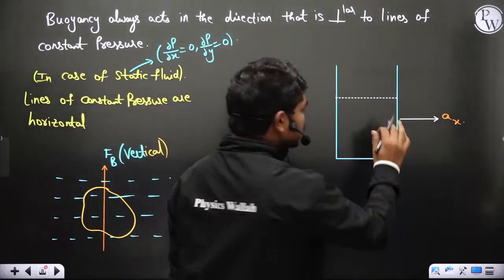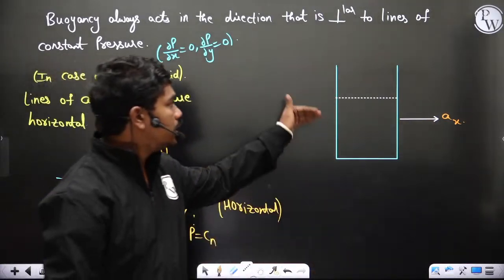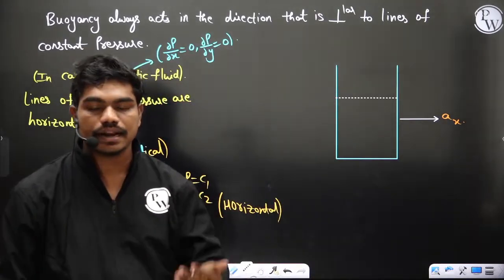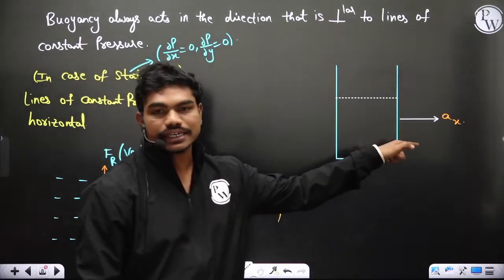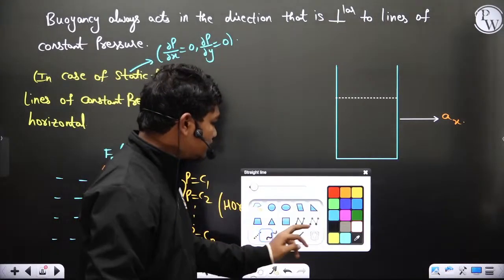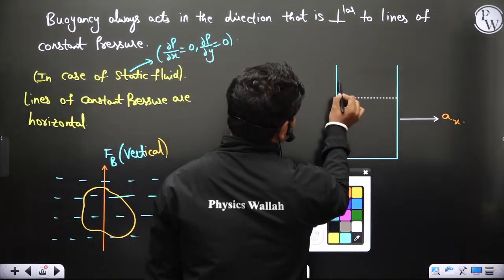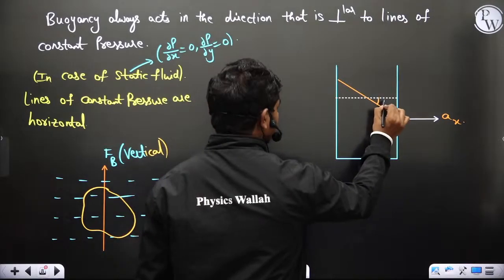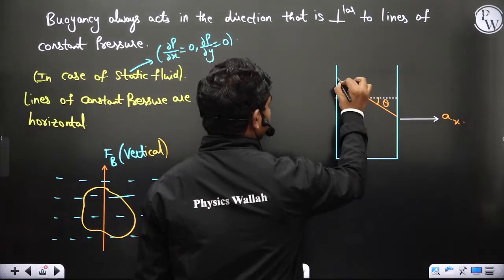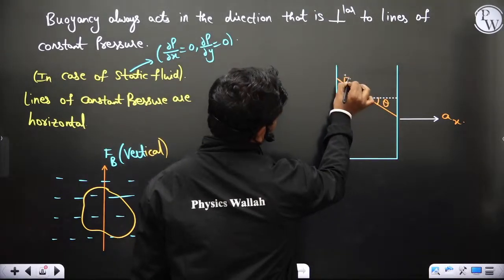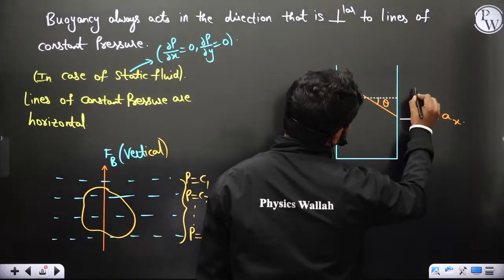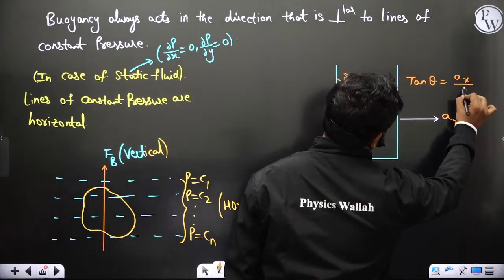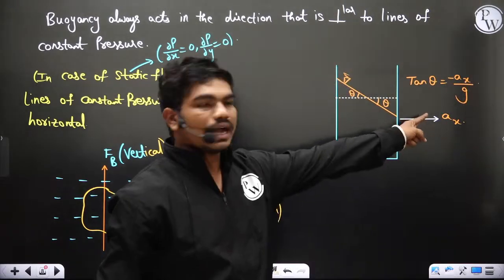If this tank is not accelerating, then you have the water surface horizontal. If you pour water in the tank, the water level becomes horizontal. But if this tank is accelerating in a direction ax, then definitely this surface will tilt in this direction. This angle, for example, is theta. This is the free surface obviously, and the expression is tan theta equal to ax by g, of course with a minus sign.